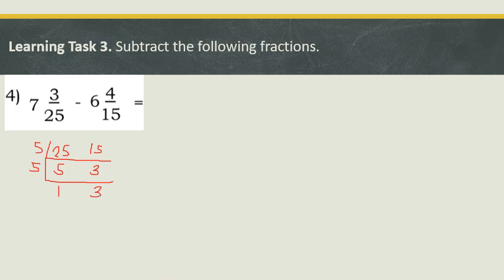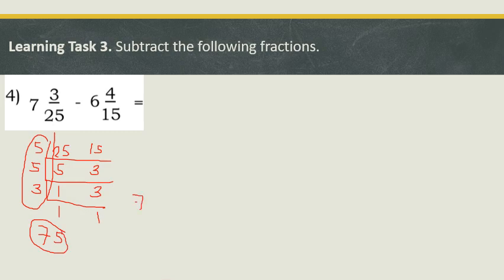So, ibababa natin. Then, yung 3, pwedeng i-divide sa 3. So, bring down natin yung 1. 3 divided by 3 is 1. So, ito po ang pag-multiply natin. And ang makukuha po natin is 75. So, 75 po ang ating LCD.